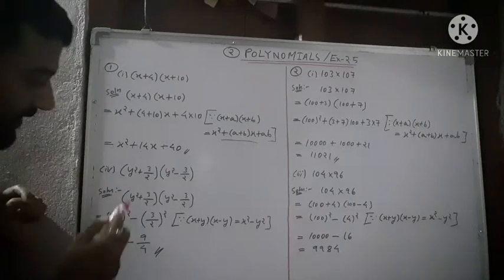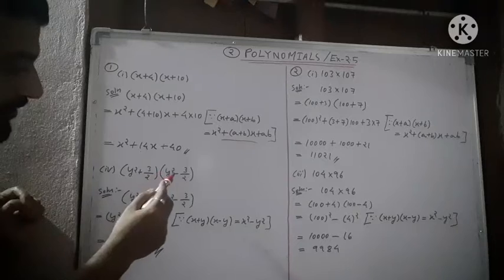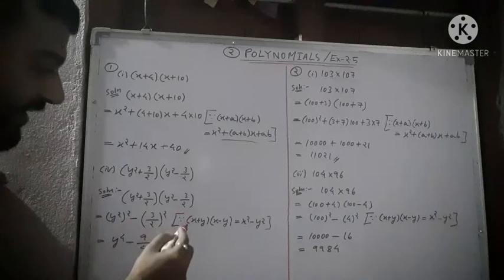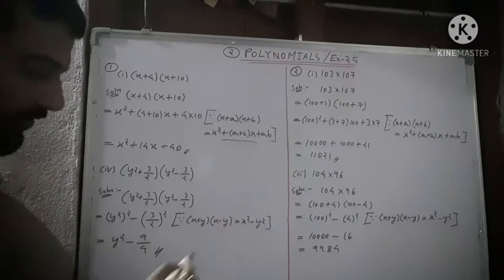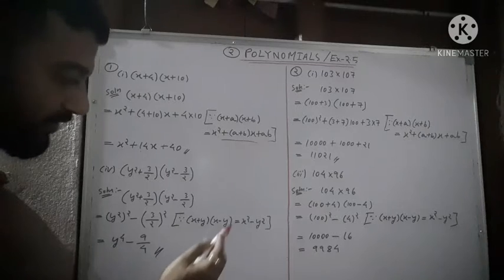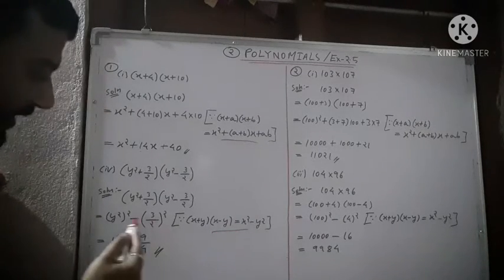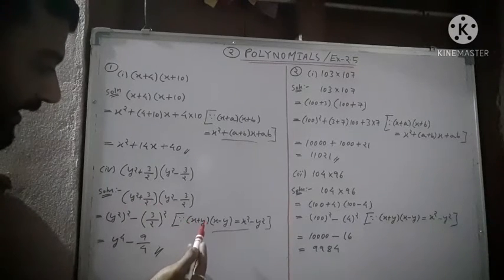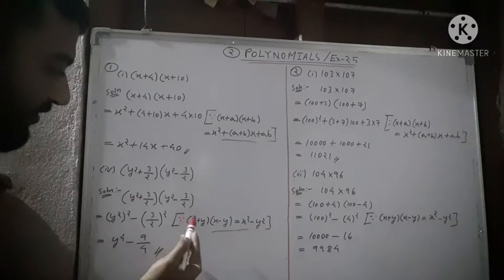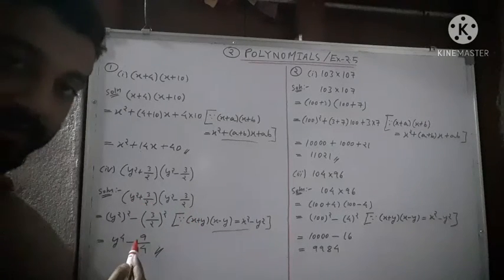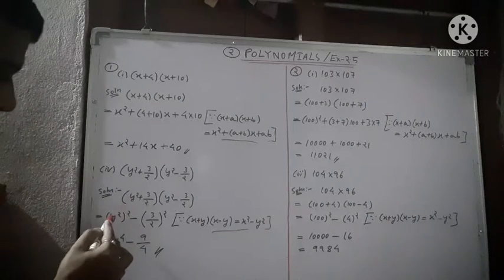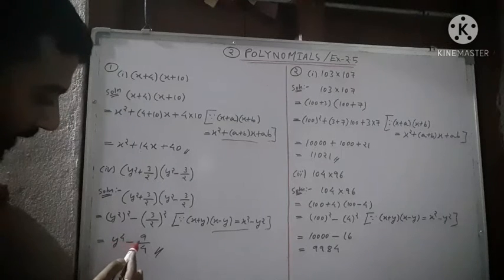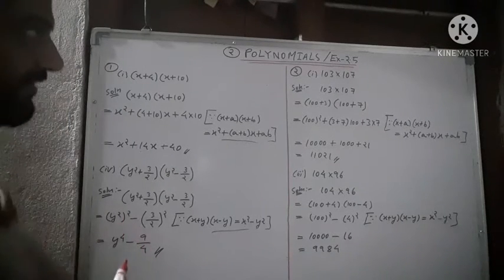Roman number 4, that is (y² + 3/2)(y² − 3/2). We can match this with the identity (x + y)(x − y) = x² − y². So we will be using this identity in this case. In place of x we will be putting y², and in place of y we will be putting 3/2. Therefore (y²)² − (3/2)², it gives y⁴ − 9/4. Okay, so this is the answer.